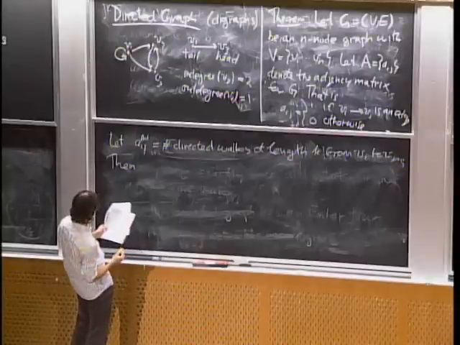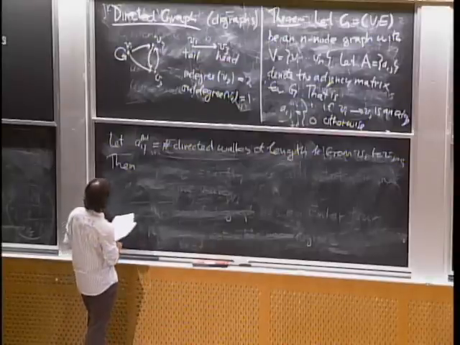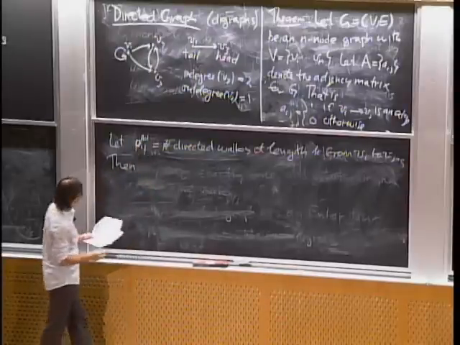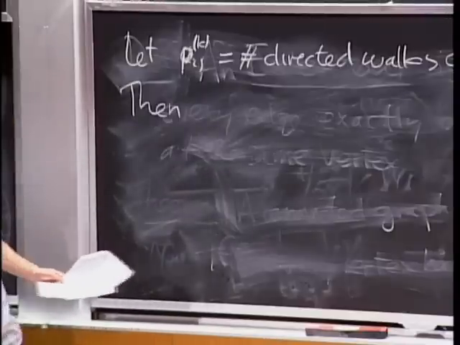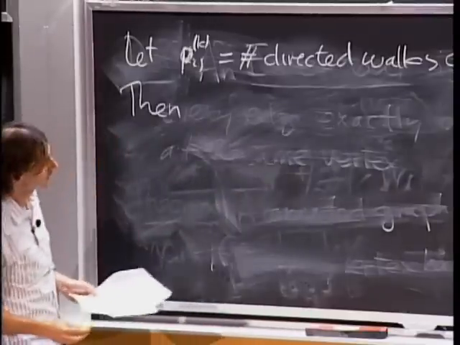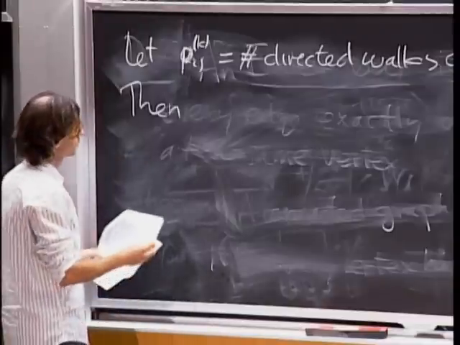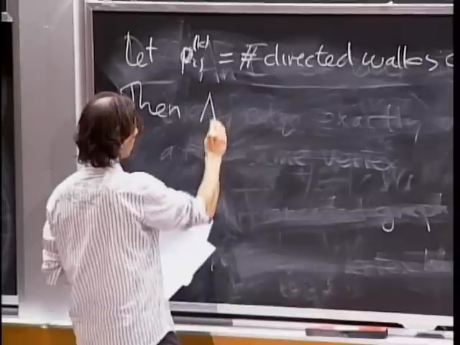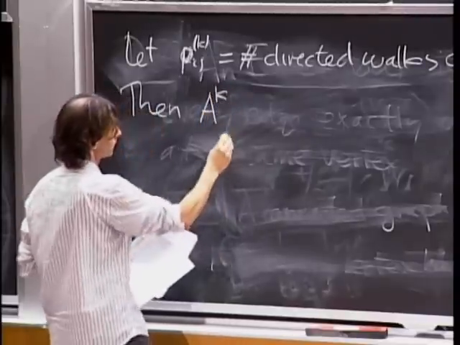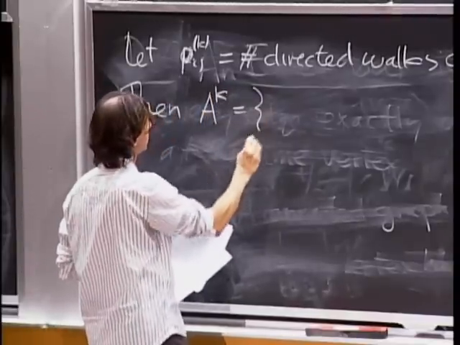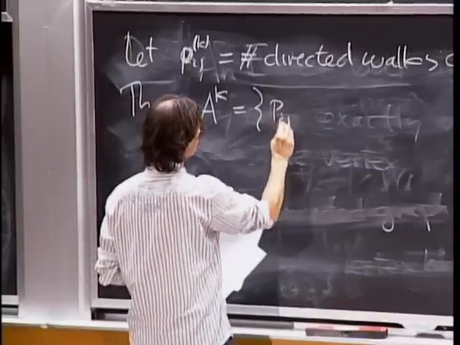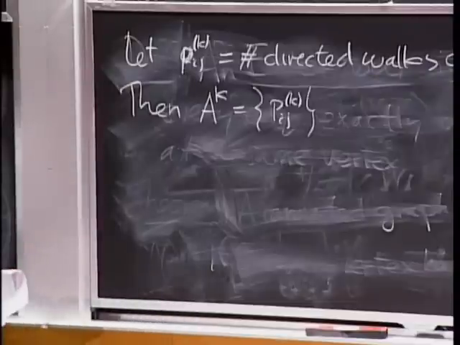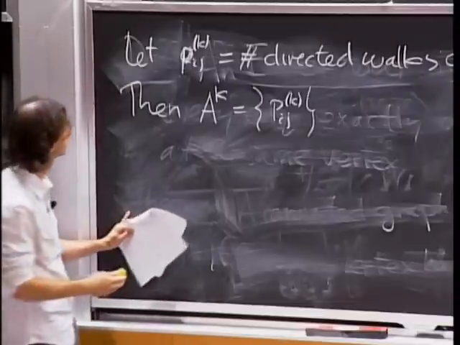Oh, wait a minute. So what did I do here? Actually, let Pkij be the number of directed walks of length k from Vi to Vj. Then what we can show is, if you look at the matrix A to the power k, this is the matrix that contains all these numbers. So let me give a few examples.